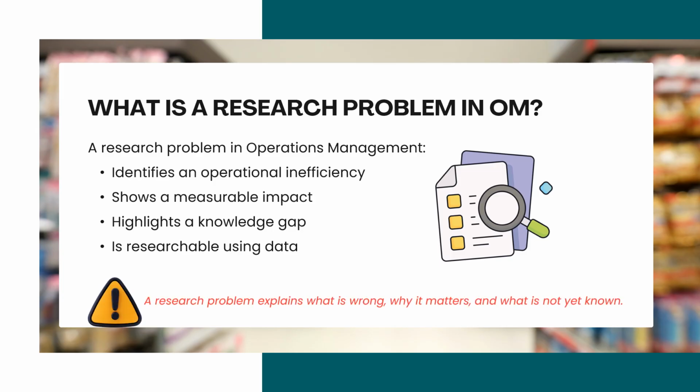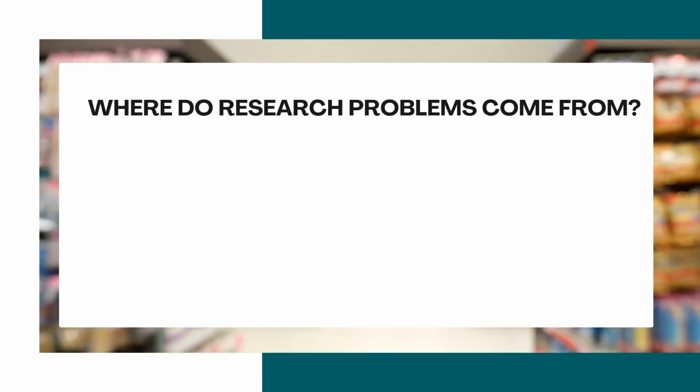Now, a research problem is trying to explain what is wrong, why it matters, and what is not yet known. When we say what is wrong, we are addressing the inefficiency. Why does it matter? We are showing its impact. And what is not yet known, we're talking about the knowledge gap, obviously using data so that we can support our problem.